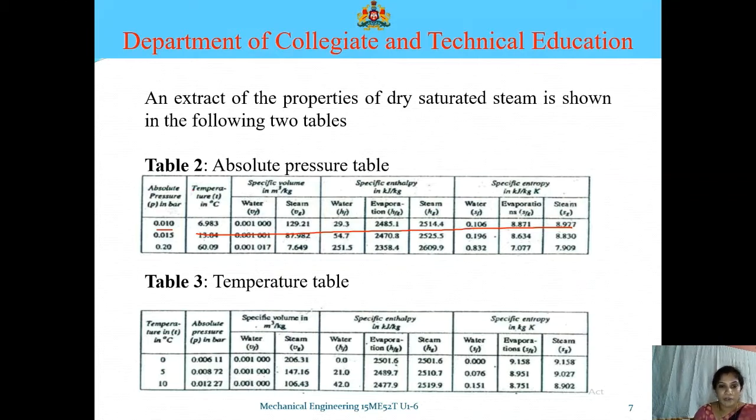The second type of table is the temperature table, where the temperature is the dominating property. If the problem gives the temperature, and we want to find out the pressure for that particular condition, then we are going to use this temperature table. By using the temperature, we find the corresponding value of pressure, volume, specific enthalpy and specific entropy of the steam.